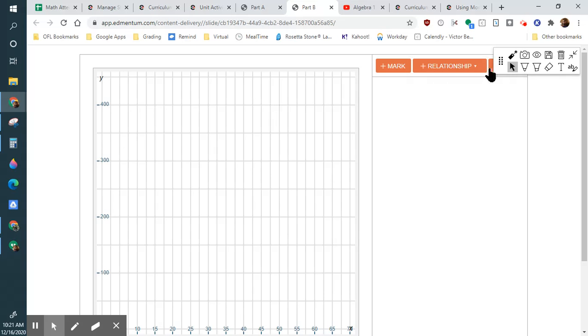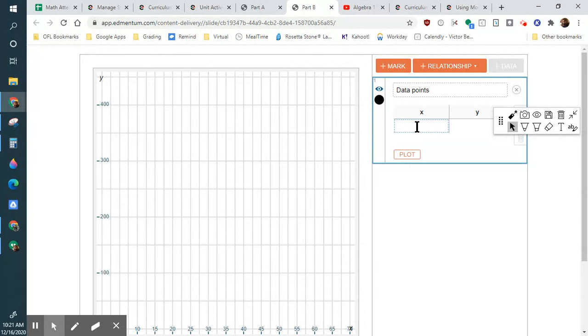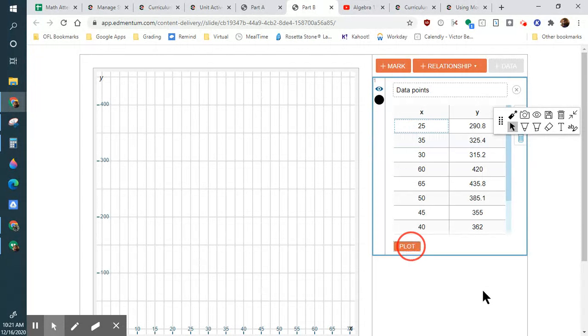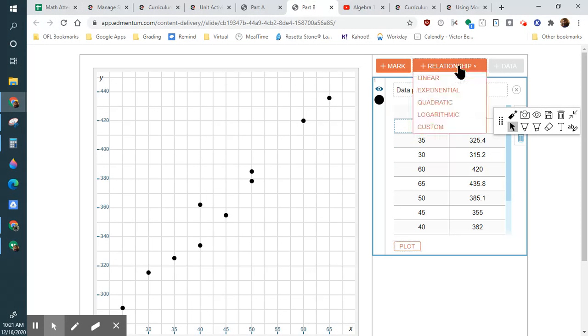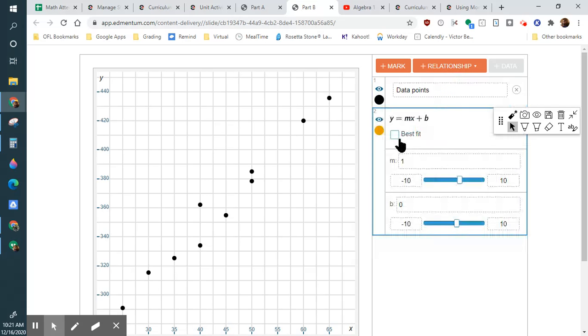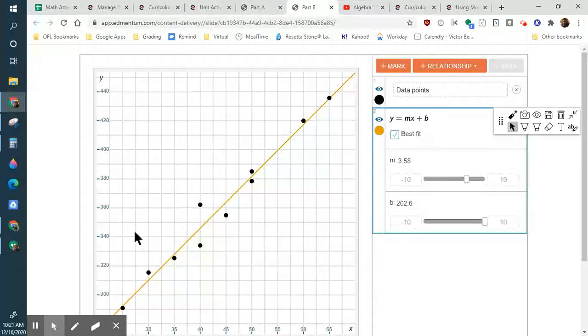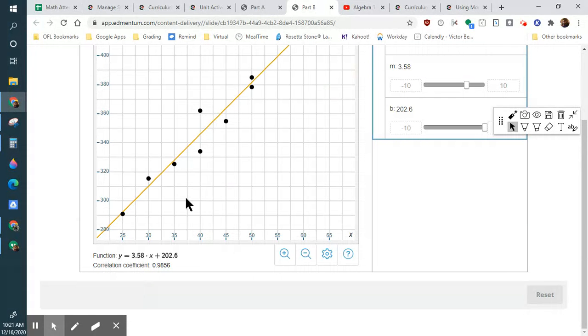We're going to do the same thing. I'm going to move this out of the way, put data, plug my points in, plot it. We want a relationship, so we're going to go relationship linear, click that little best fit box, and it calculates our new slope.